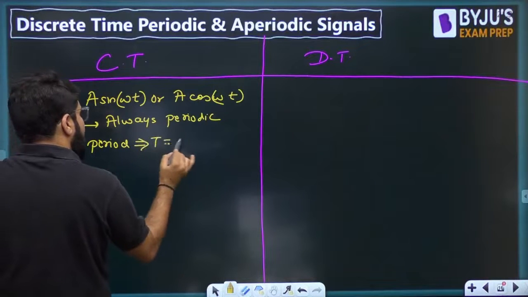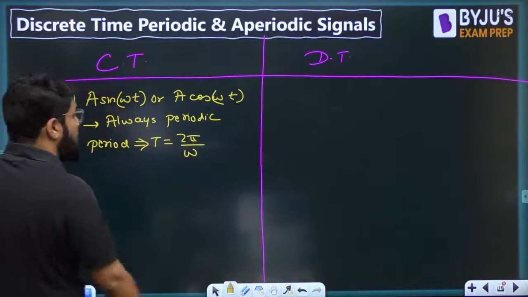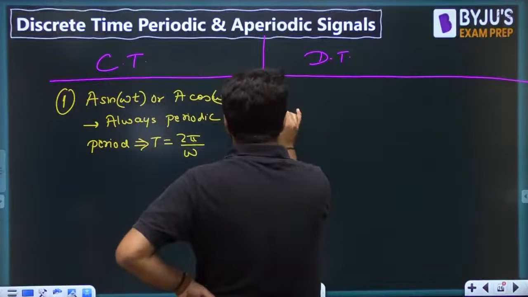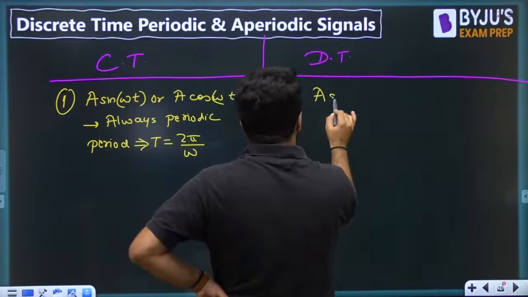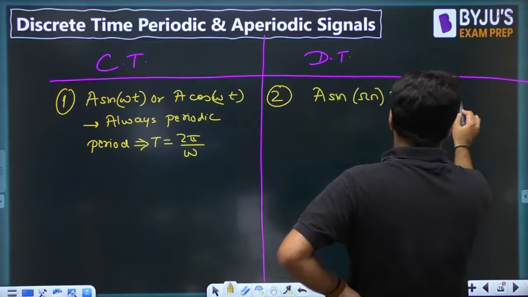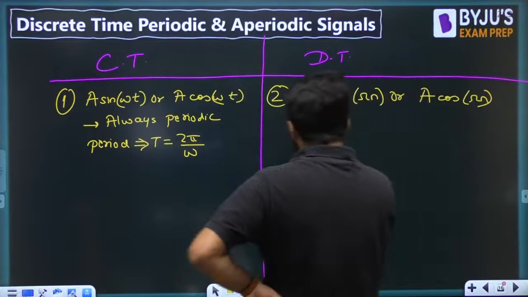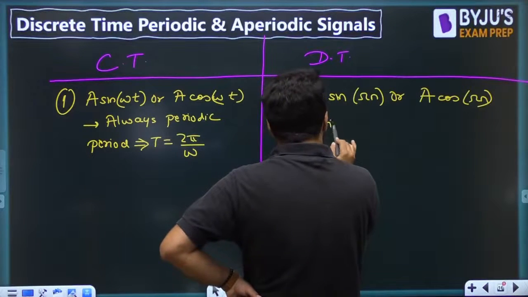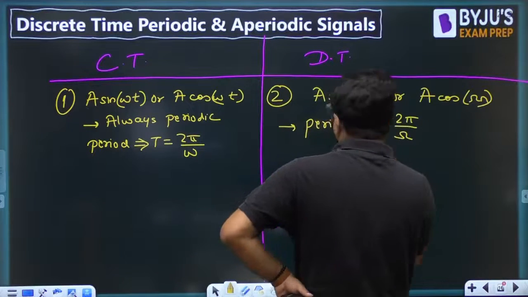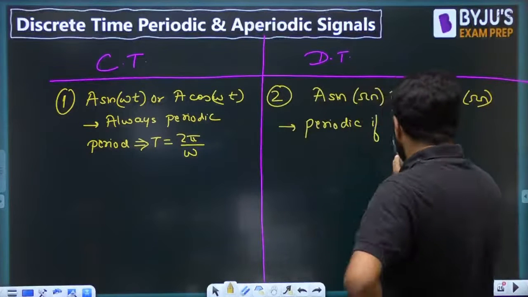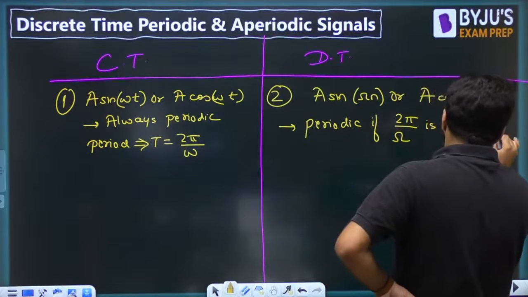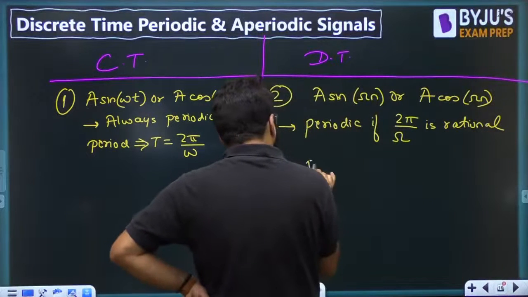Period is simply 2 pi by omega. No conditions apply. But if we talk in DT, so A sin omega n or A cos omega n, basically discrete sinusoids, they are not always periodic. They are periodic if the calculation 2 pi by omega turns out to be rational. Then what is the final period?